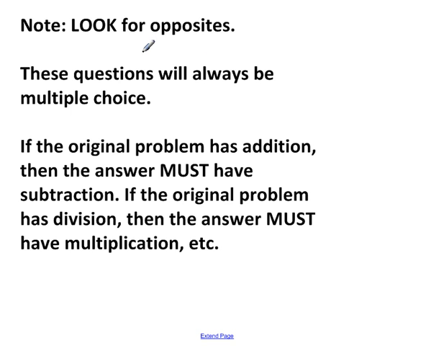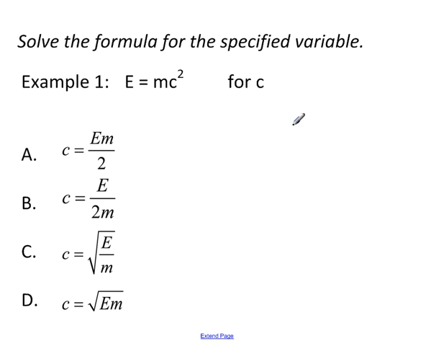It's not multiple choice. Always going to be multiple choice. So all we have to do is look for our opposites. We're going to circle the part that we are solving for, and everything else we are going to find the opposite of on the other side. So example 1 here. We are going to solve for C.